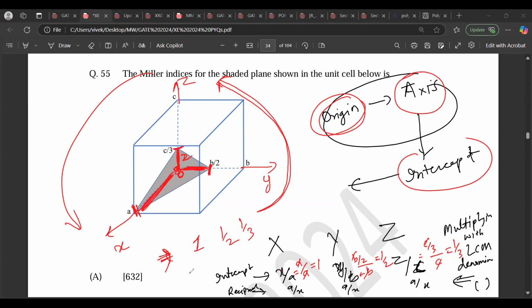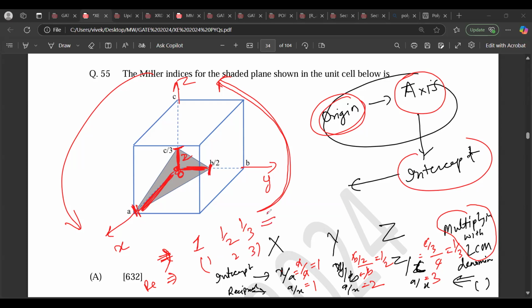Now you take the reciprocal, reverse of it. It's a 1, it's a 2, and it's a 3. It's 1, 2, and 3. Now you don't need to take the LCM and multiply with the LCM to make it the smallest, because they are already in the simpler form. 1, 2, 3. If I'm not wrong, yes, I'm correct.